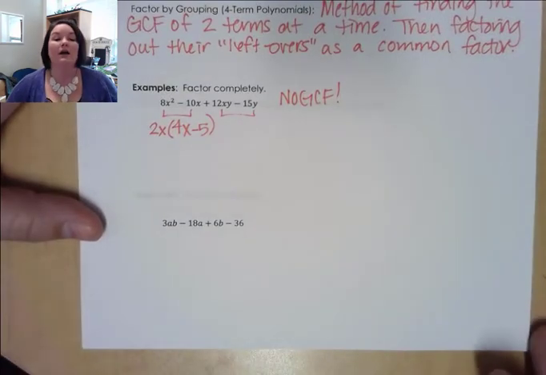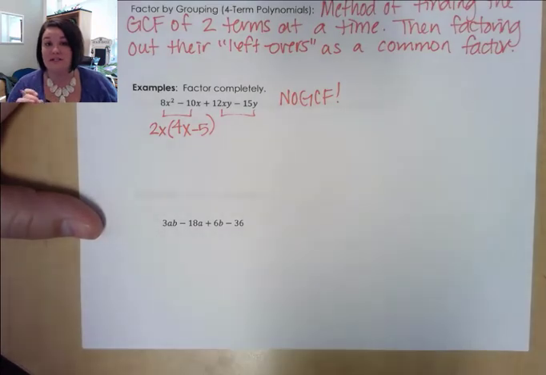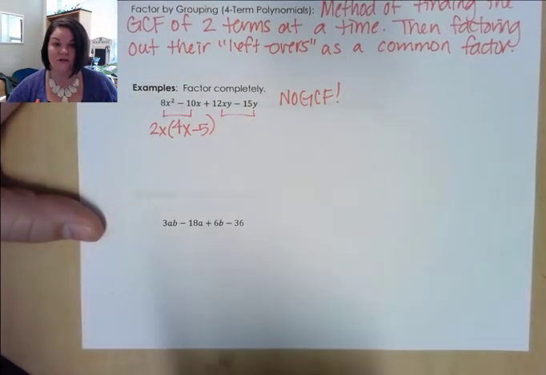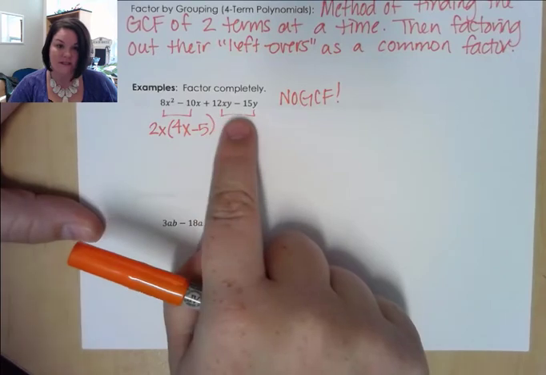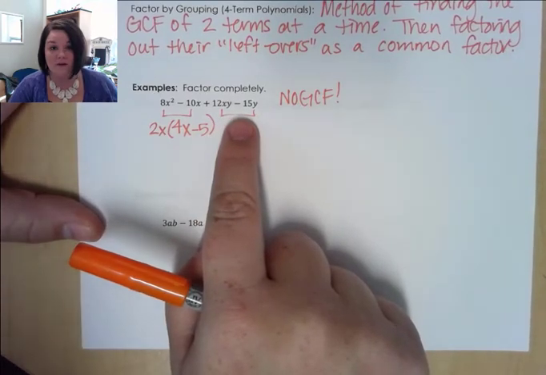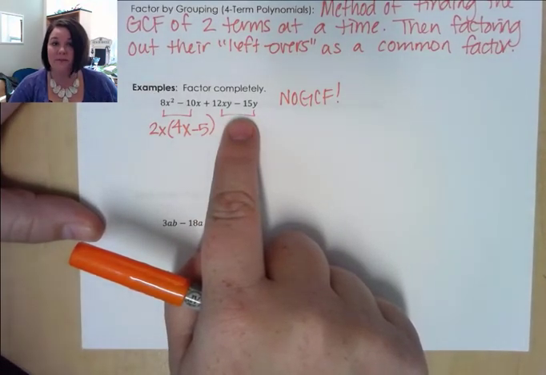All right, so I've done the first 2 terms. Now I'm going to forget about the first 2 terms for just a second, and I'm going to move on to my second terms. Okay, so looking at just these 2 second terms, what do they have in common? Well, 12 and 15 are both divisible by 3, and they have a y in common.